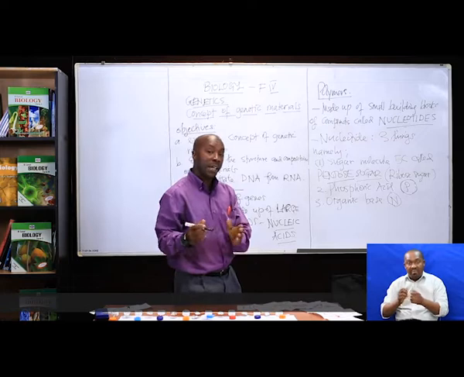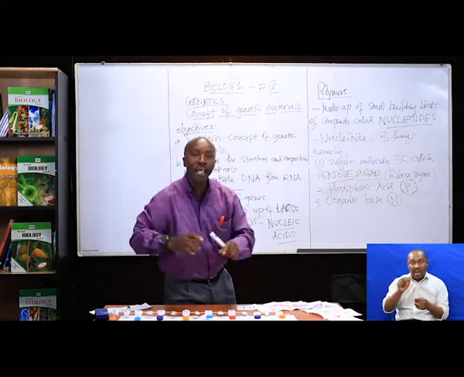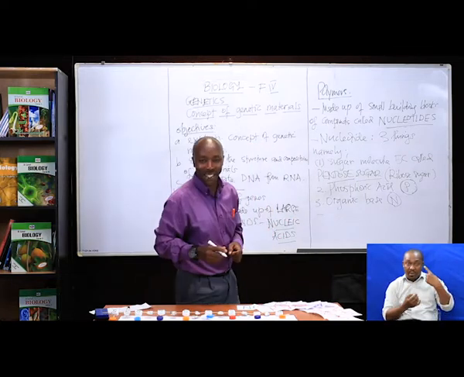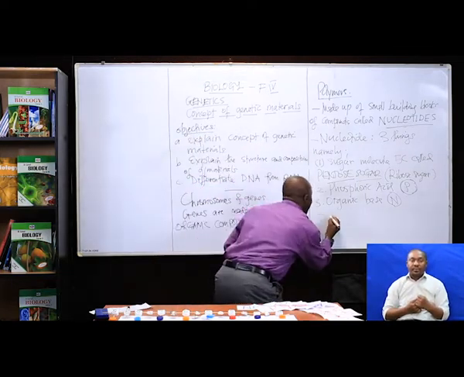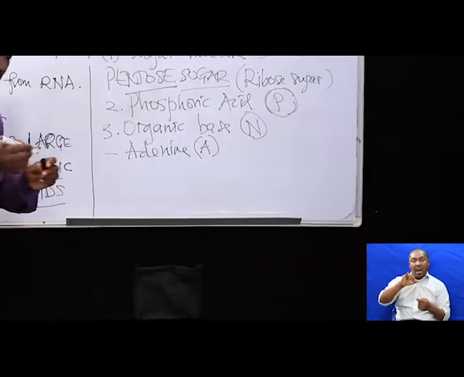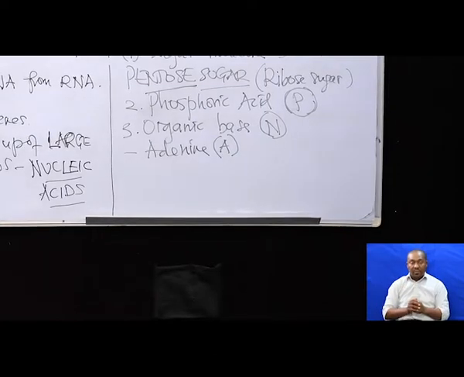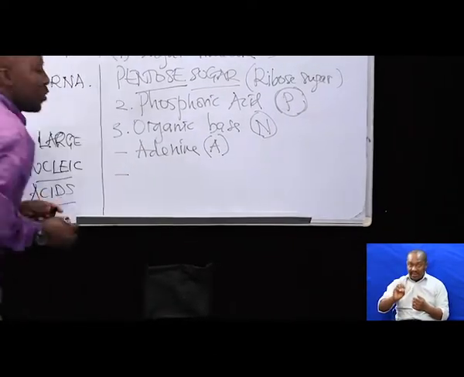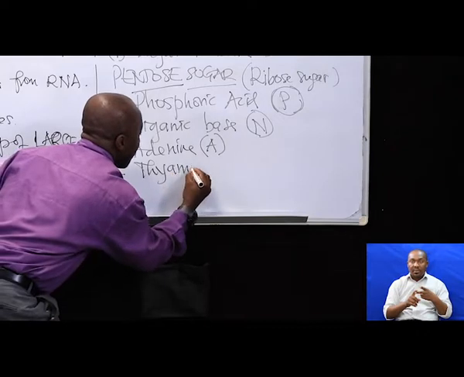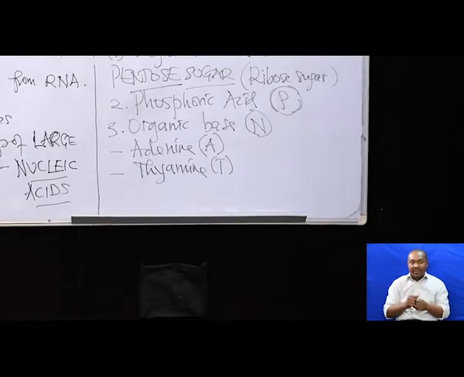So let me give you the types or forms of organic bases which occur in the nucleic acids. Number one, my dear student, the first is adenine, and it is represented by capital letter A. We call it adenine. Number two is thymine. We represent it with capital letter T. Thymine, capital letter T.